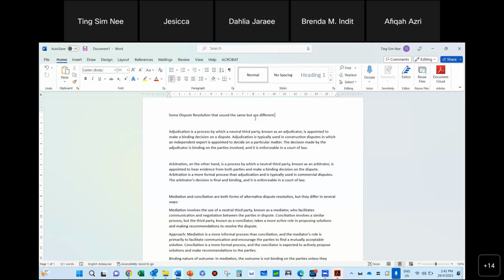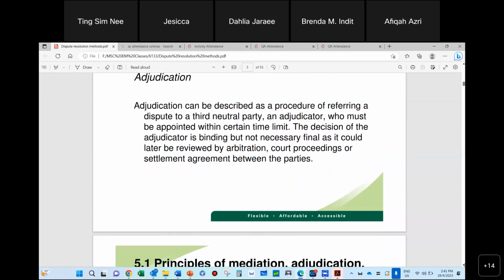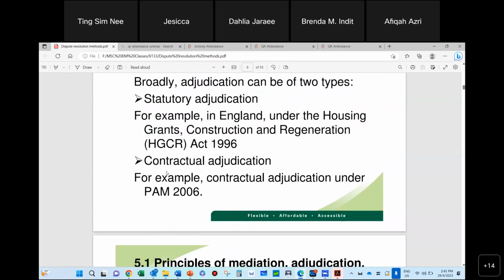So it's actually a very effective way of resolving disputes, especially technical disputes, or like in Malaysia, we use it for payment actually. So the decision is binding, but not necessarily final, as it could be later reviewed by arbitration court proceedings or settlements between the parties. So you see, contractual adjudication is seen in PAM.